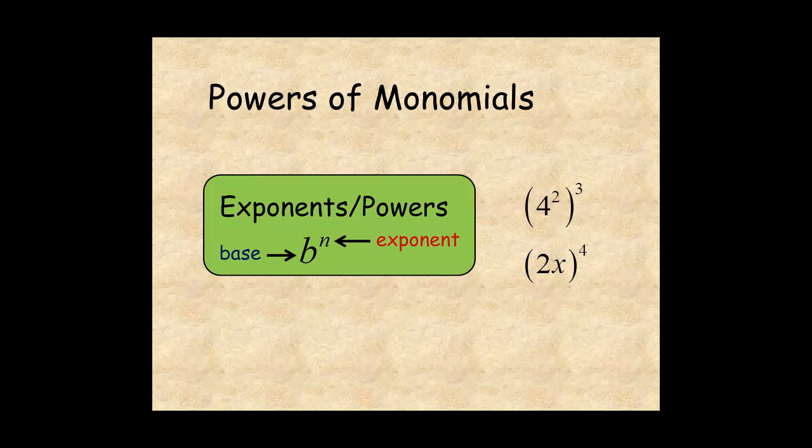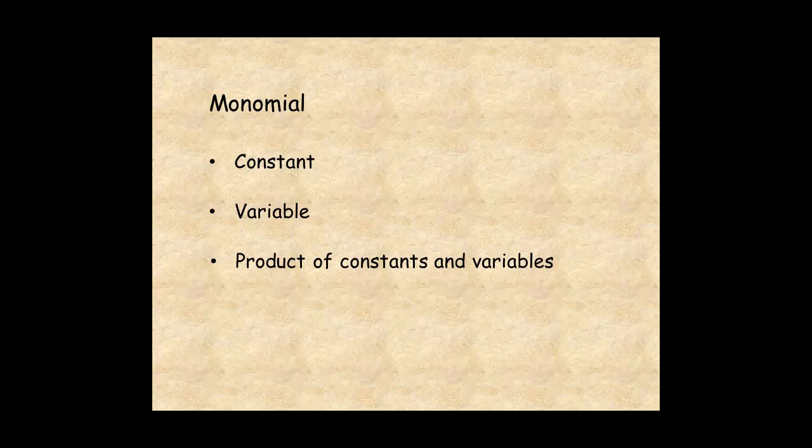This lesson shows you how to simplify expressions that have powers of monomials. A monomial is a constant, a variable, or a product of constants and variables. So 8x and 3y to the power of 4 are all monomials.